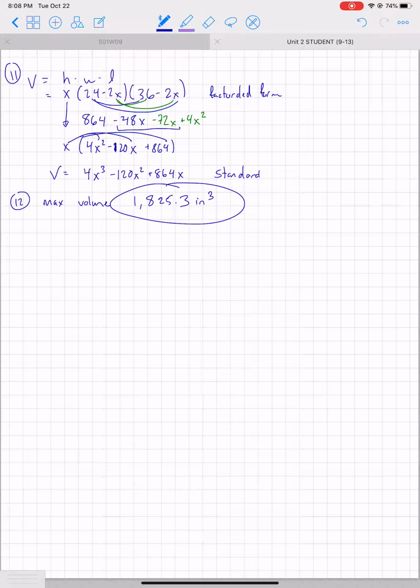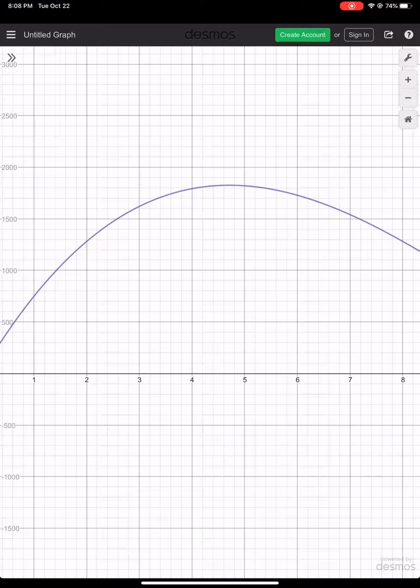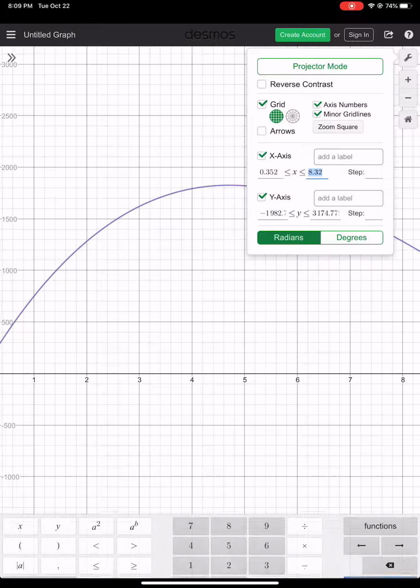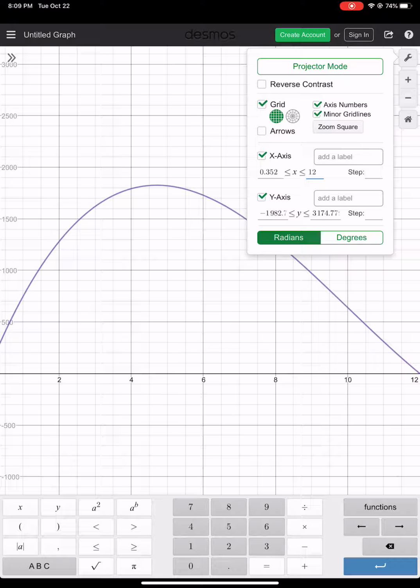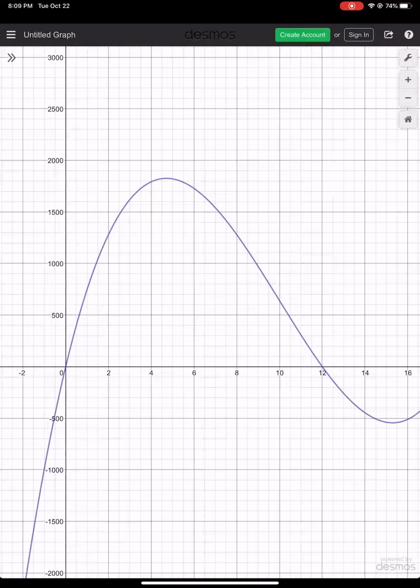And then lastly, determine the possible domain for the construction of these boxes. So let's again look back at the graph. We want to figure out where does this graph give us a positive volume. Since we can't ever have a negative volume, we want it positive.